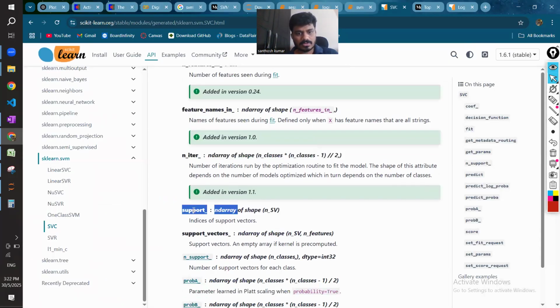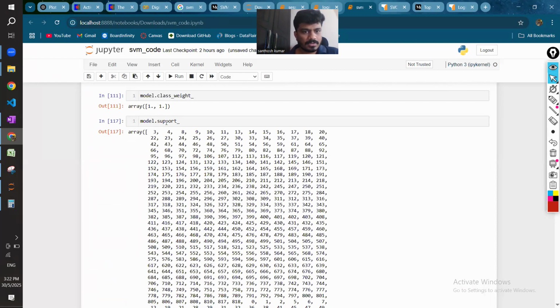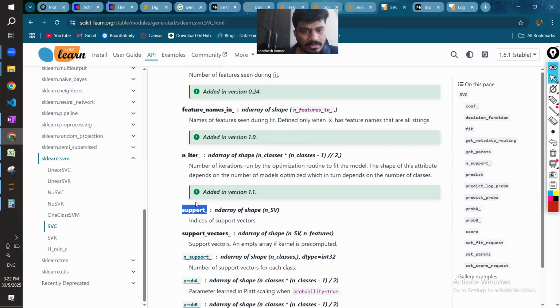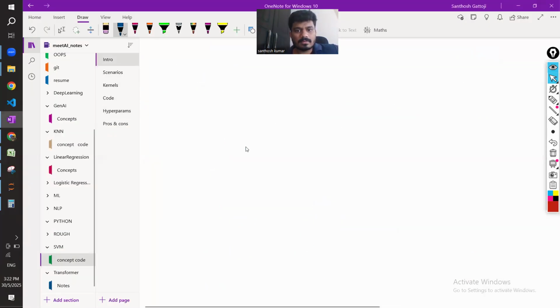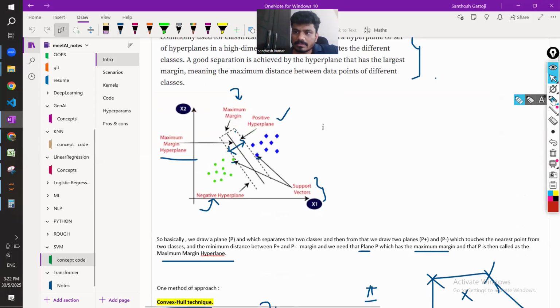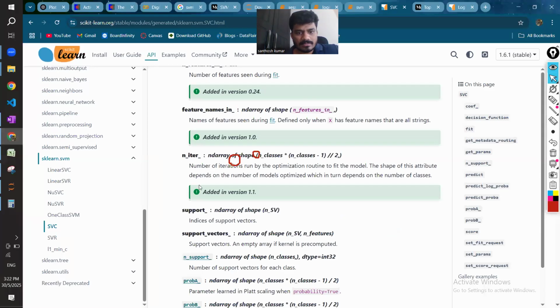Find support. Oh, okay, this is interesting. These are the indices of the support vectors. That means in our data set, some data points will become support vectors. You see this point, this point is a support vector. All these are not support vectors. The one which is touching the plane is a support vector. Here also, this is not touching, but just assume if it is touching, then it is a support vector.